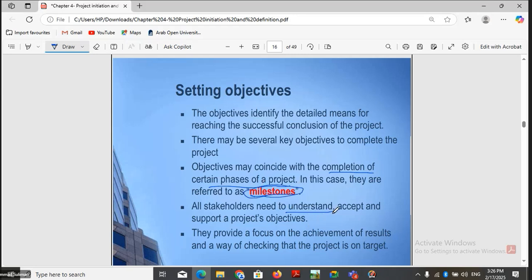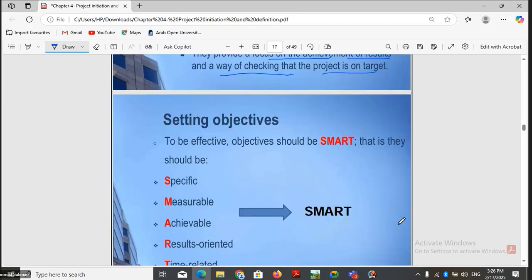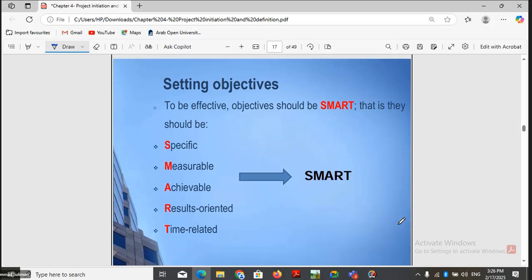All key stakeholders need to understand, accept, and support project objectives. They provide focus on the achievement of results and a way of checking that the project is on target. So in setting the objectives, we must say that the objectives of the project should be SMART objectives. So what does SMART mean? SMART means specific, measurable, achievable, result oriented, time related.